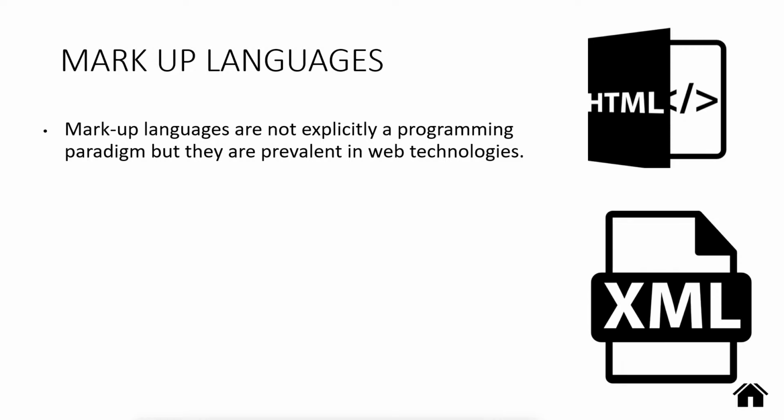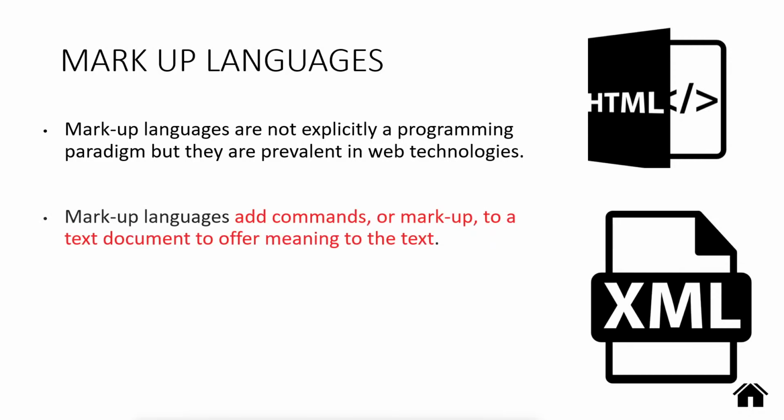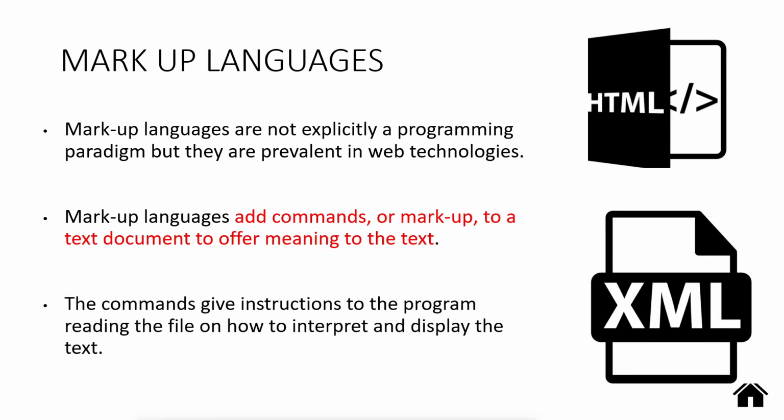So markup languages add commands or markup to text documents to offer meaning to the text. Now, you might have done this in secondary school, because a lot of people do. You don't need much software to actually do this. All you need is a web browser, really, and a text file. But the commands give instructions to the program. Now, it reads it and interprets it in the actual browser itself. Okay, so your browser uses hypertext markup language to turn it into a web page itself. Okay, but the browser has to detect the file as an HTML file.